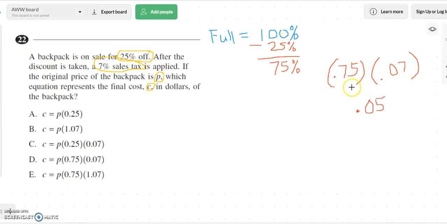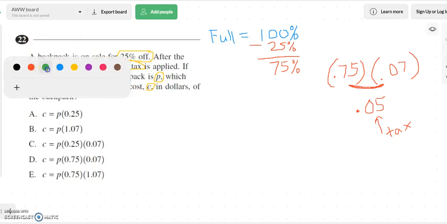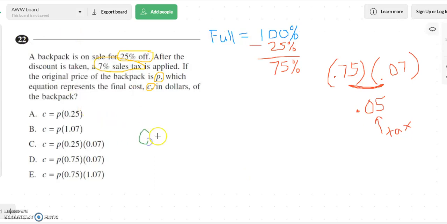So we're going to take these two, and that's going to tell us the amount of tax that's being added to our original price. So our cost is going to be the original price times 0.75, which is what we have here, our 75%. Our original price is price times 0.75.